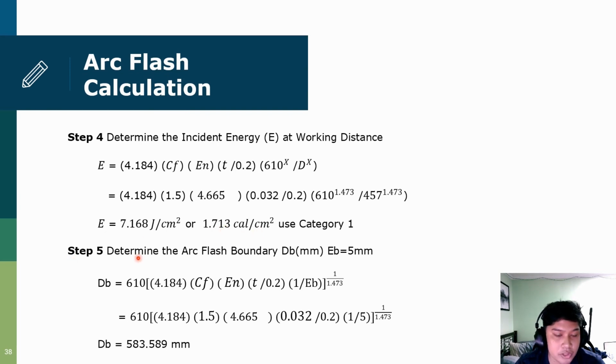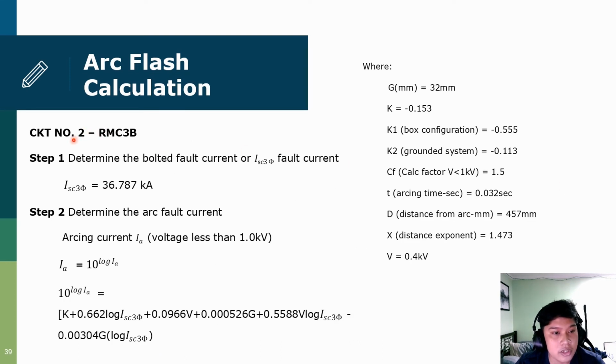In step 5, we determine the arc flash boundary dB in millimeter. The value of EB is 5 joules per square centimeter. So this is the formula for dB. Substituting the variables we already have, we have the final answer of 583.589 millimeter.